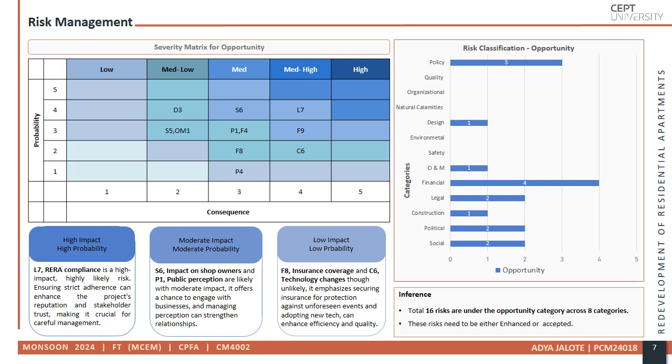Out of the 81 risks, 16 risks are opportunities where strategies like enhancement or acceptance are applied to turn potential challenges into advantages. This balanced classification enables a holistic risk management approach.